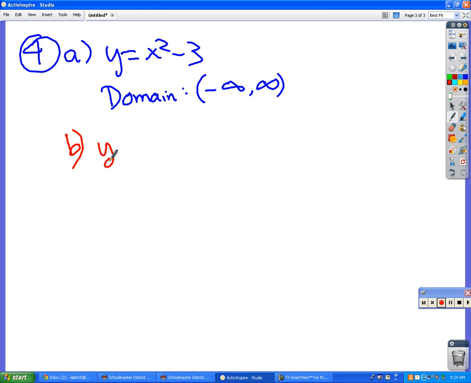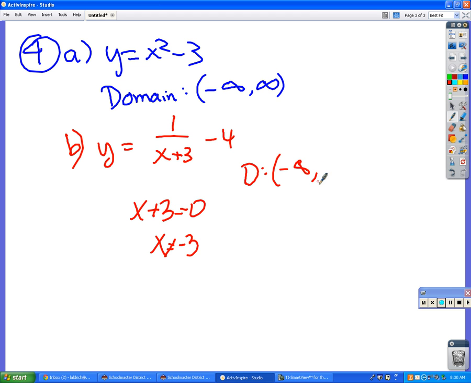Okay, the next one. What do I have to worry about now? Dividing by 0. So what value of x would make x plus 3 equal to 0? Negative 3. So since negative 3 would make this equal 0, x cannot equal negative 3. So your domain is negative infinity to negative 3 and negative 3 to infinity. Can it equal negative 3? No. Can it equal infinity? No. So no square bracket.